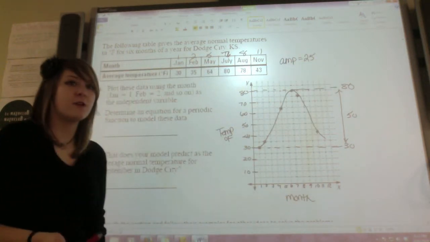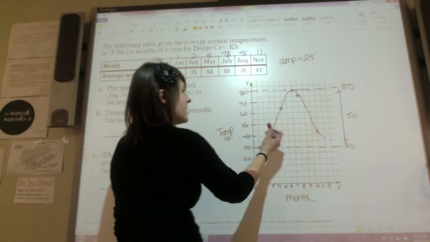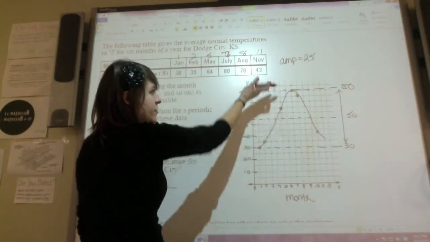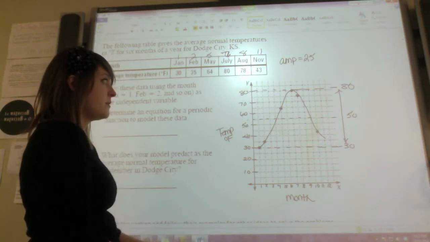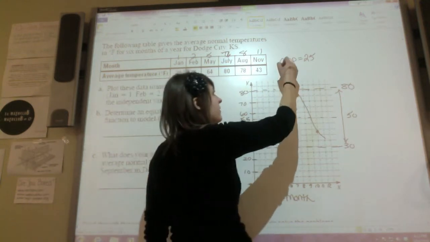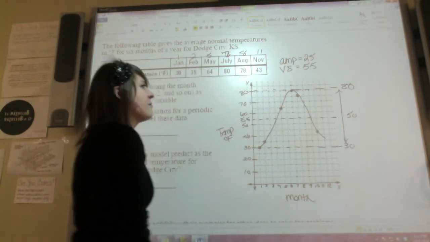Then I need to think about my vertical shift. Normally I'm centered around 0. In this case, I'm centered around this point here, right? So halfway between 30 and 80, that would be 55. So I'm centered around 55. That means my vertical shift is 55.